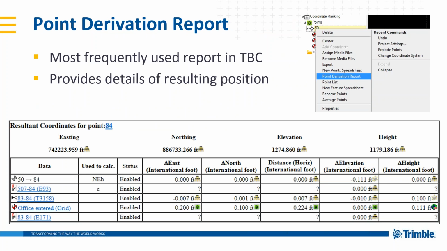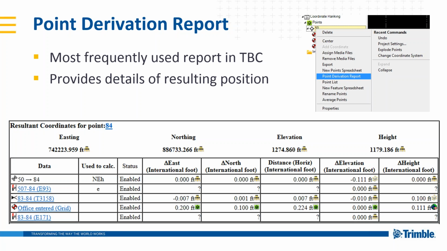Okay, so we're going to start with the point derivation report. The computation engine manifests its output in two different ways. Obviously, the positions of the points that it computes. But one of the other important ways that it manifests its output is in the point derivation report.